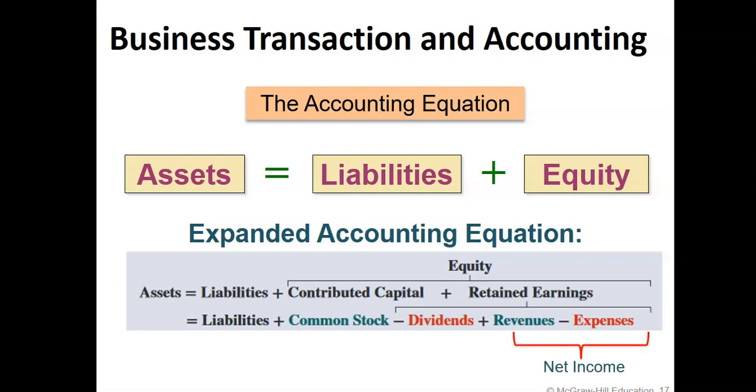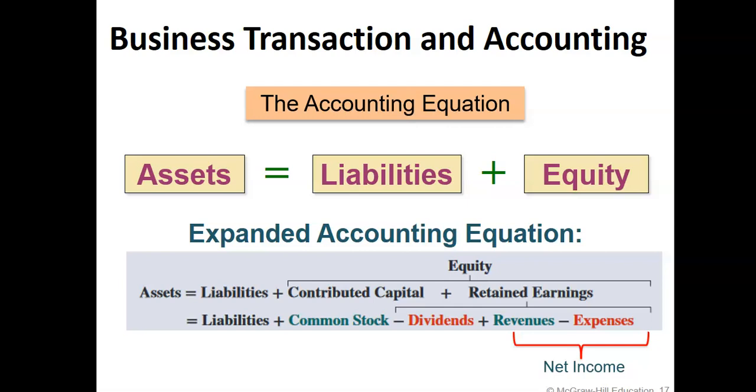Next, we're going to talk about the accounting equation. So the accounting equation says that assets equal liabilities plus equity. This is the main rule in accounting. Anytime that we record a transaction or make an accounting statement, this needs to be true. Assets must equal liabilities plus equity. The expanded accounting equation expands the equity section. So equity includes common stock and retained earnings.